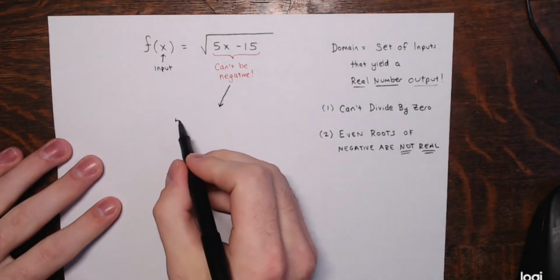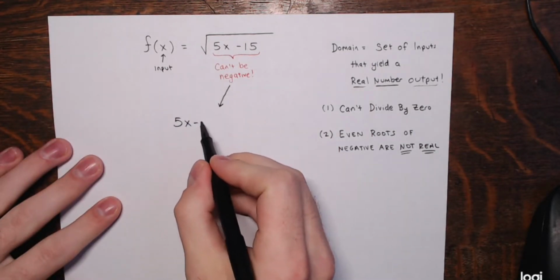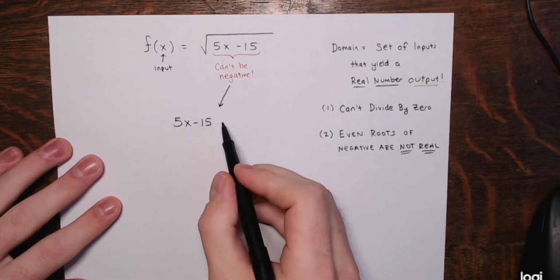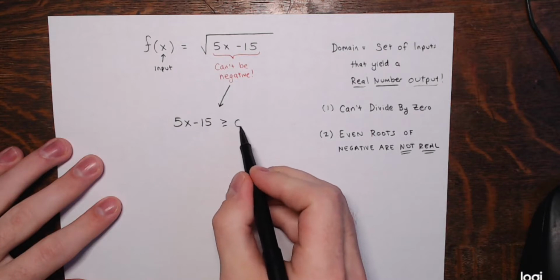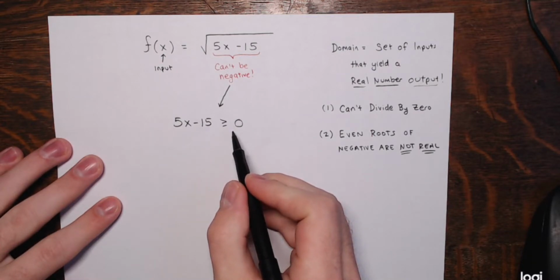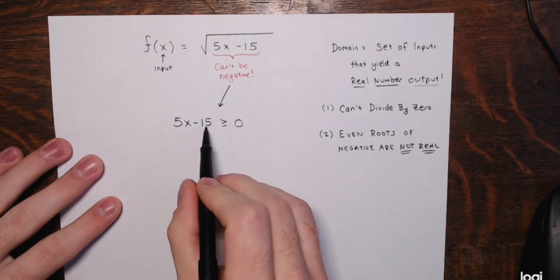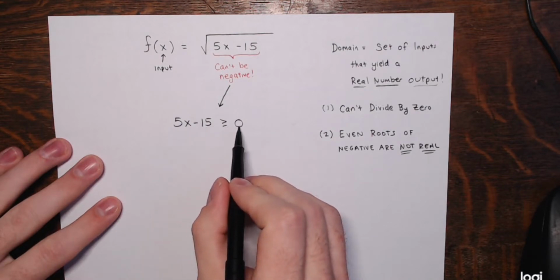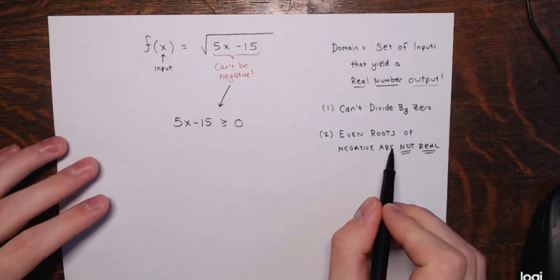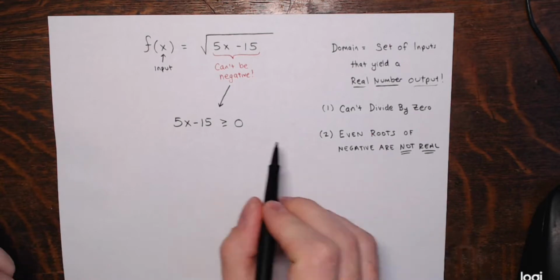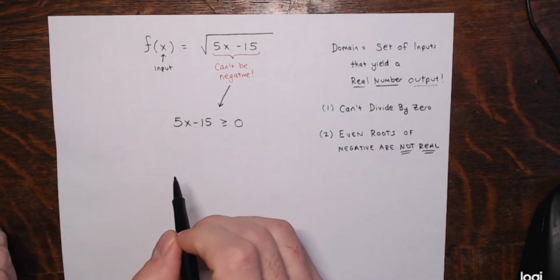So this 5x minus 15, now to say something can't be negative means it has to be greater than or equal to 0. So you're setting up this inequality here when talking about even roots. You have the radicand is greater than or equal to 0, because if it were less than 0, that would be bad. You'd have a non-real output. And you solve this, and then basically you're describing the domain.